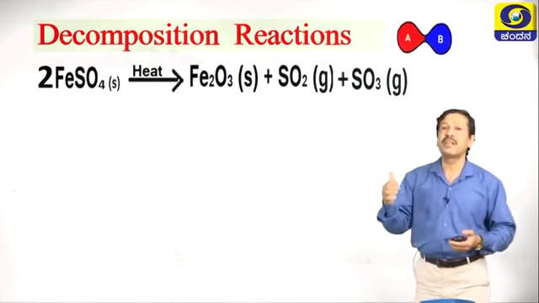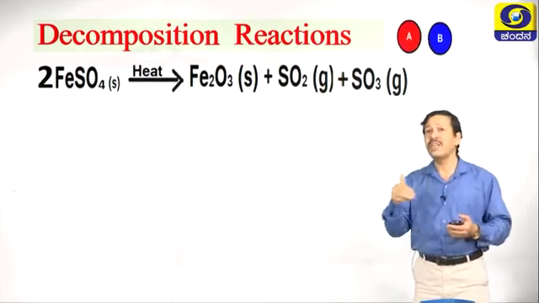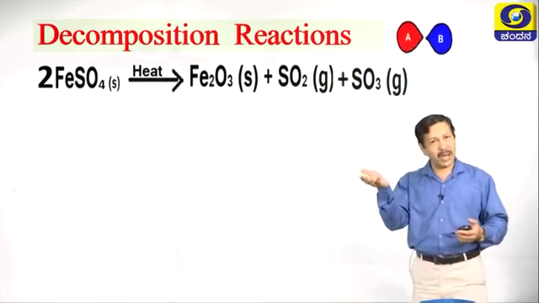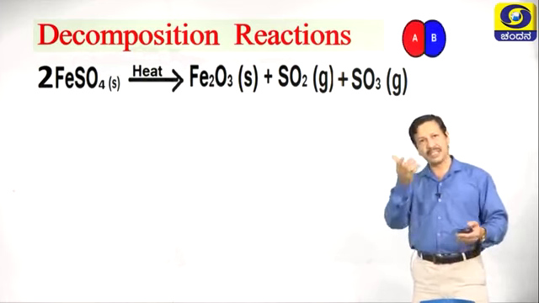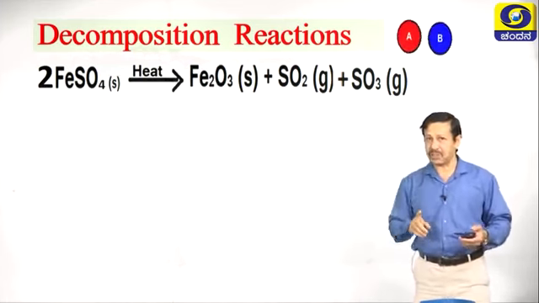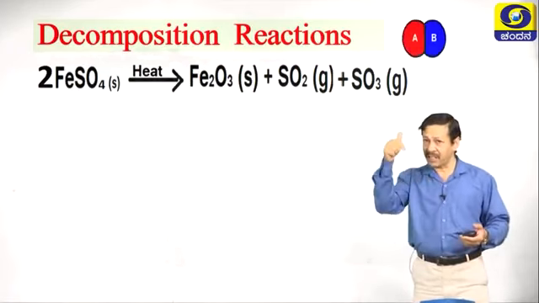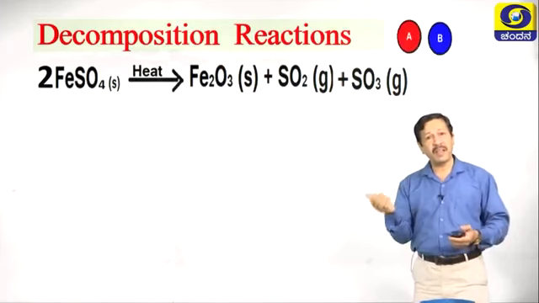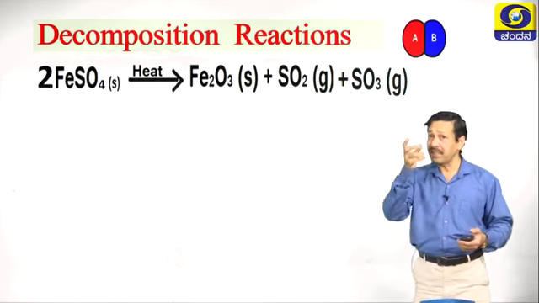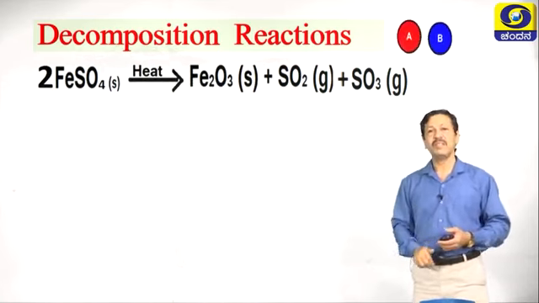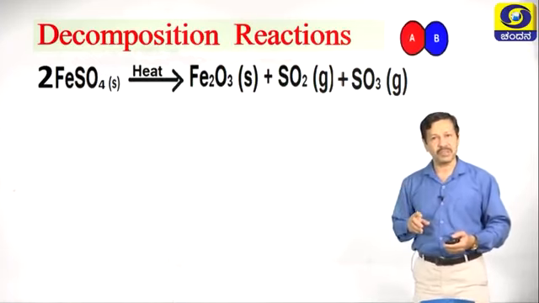Decomposition reactions are further classified into three based on how they are decomposed, maybe by the heat, maybe by the light, maybe by the electricity. Here is an example: thermal decomposition. 2FeSO4 solid decomposes on heating to produce ferric oxide, a brown colored compound. Earlier it was a greenish compound, salt. SO2 plus SO3, two gases, are produced during the process.